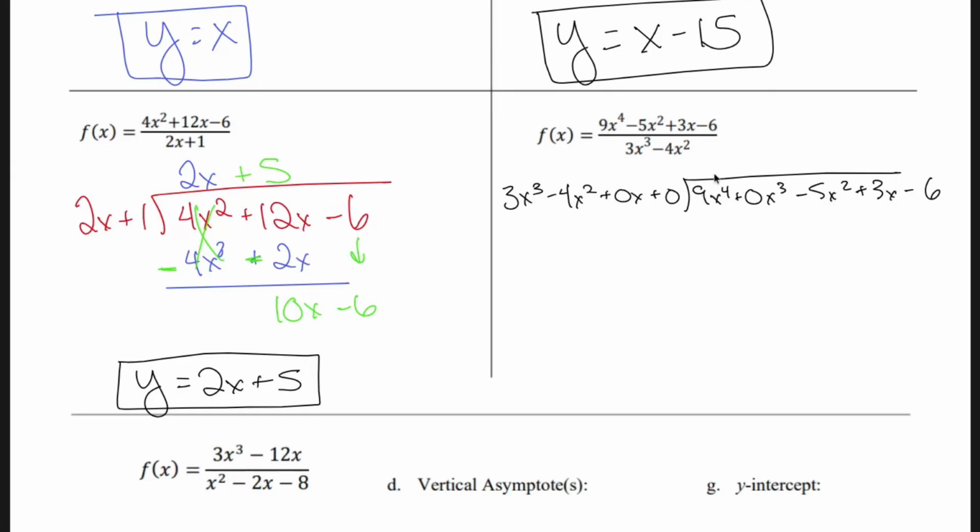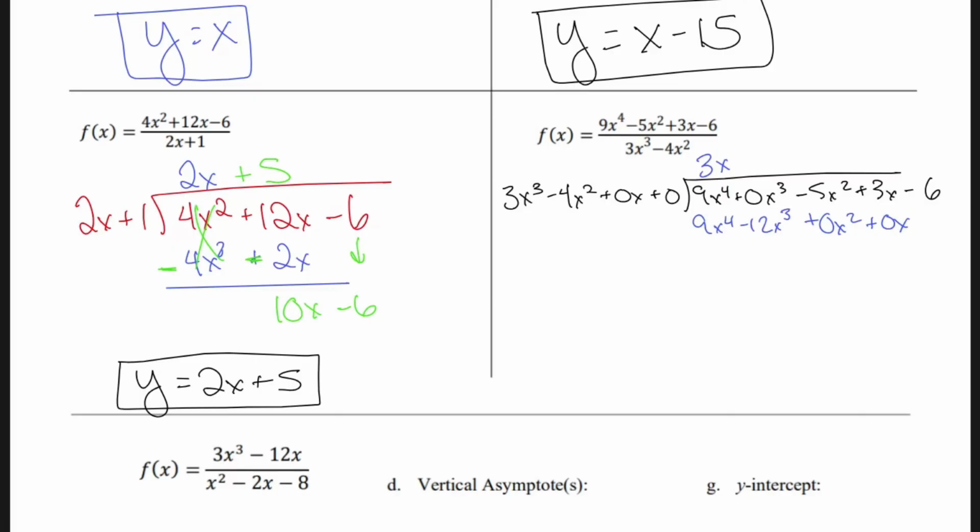3x to the 3rd goes into 9x to the 4th 3x times, because 3 times 3 is 9, x cubed times x is x to the 4th. Take that 3x and multiply it to all 4 of those things, so you become 9x to the 4th, you become negative 12x cubed, you become 0x squared, and 0x.